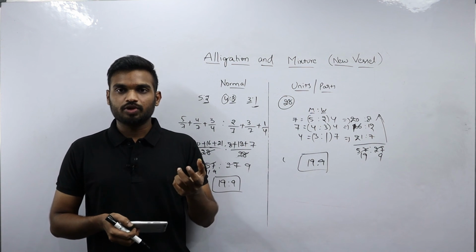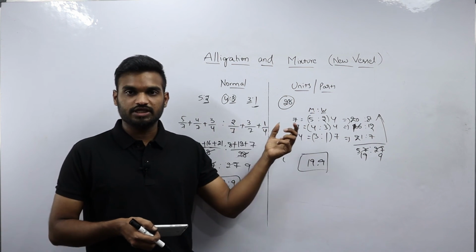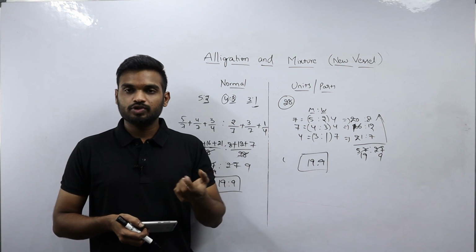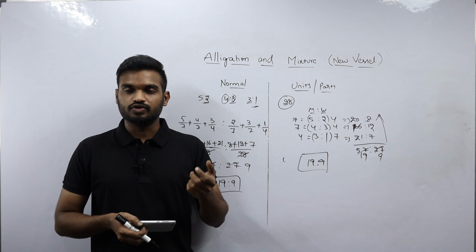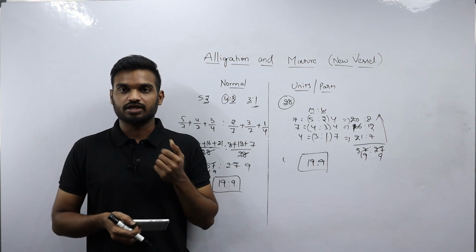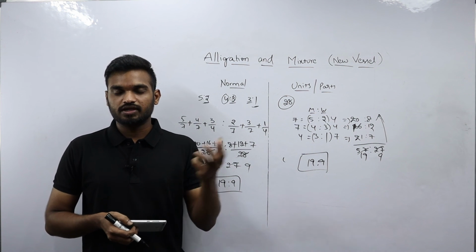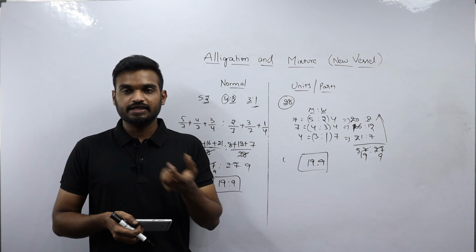Try to solve more problems so that you can come to know which method is easier for you. And if you are unable to solve any problem based on alligation and mixture, or you feel any problem is very difficult, you can simply message the problem to us on Instagram, so that we can pick the difficult problems and make a dedicated video for them by solving the problems.